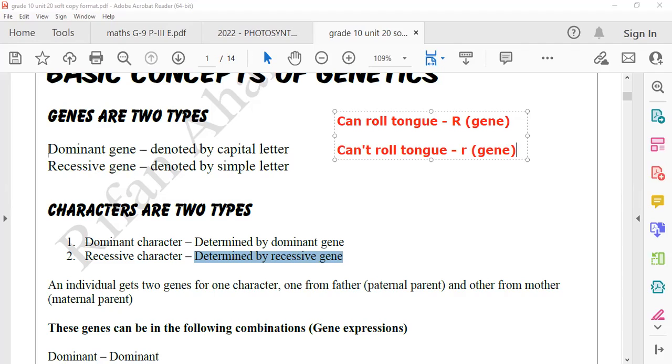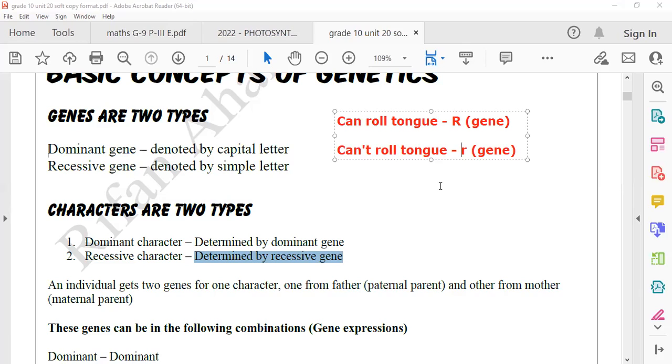Are you clear? Yes, sir. If you choose capital A here, then what do you have to write here? Simple A. What you are choosing is not a matter for us. The only thing is, if you choose the letters relating to the things, then it is easy for you to relate the point. Can roll, roll R; can't roll, simple R. That is, if you write the letters relatedly, then it's easy to handle them. Understood? Yes, sir.